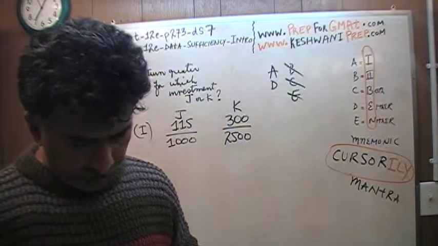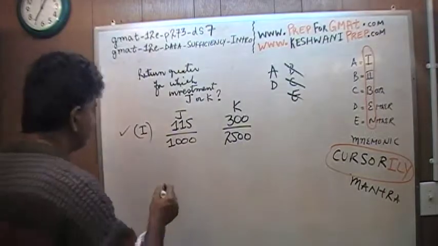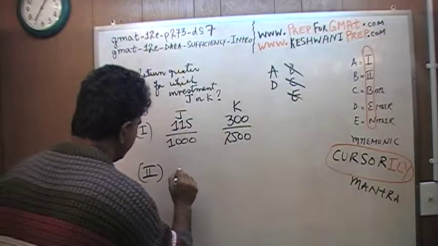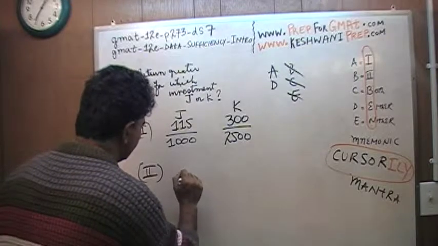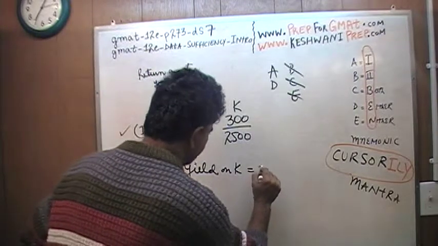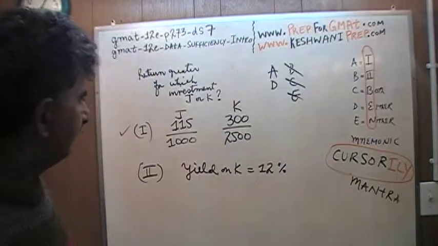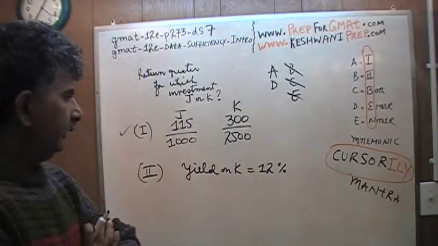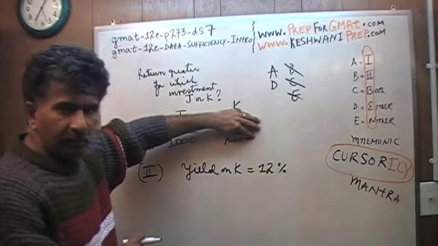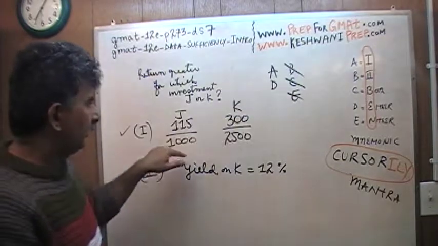The annual rate of return for an investment of type K is 12%. All right. Return on K, yield on K is 12%. Does that tell me at all which one has a higher return just by looking at the second statement itself? No, the second statement tells me what the yield is on K, but tells me nothing about J.